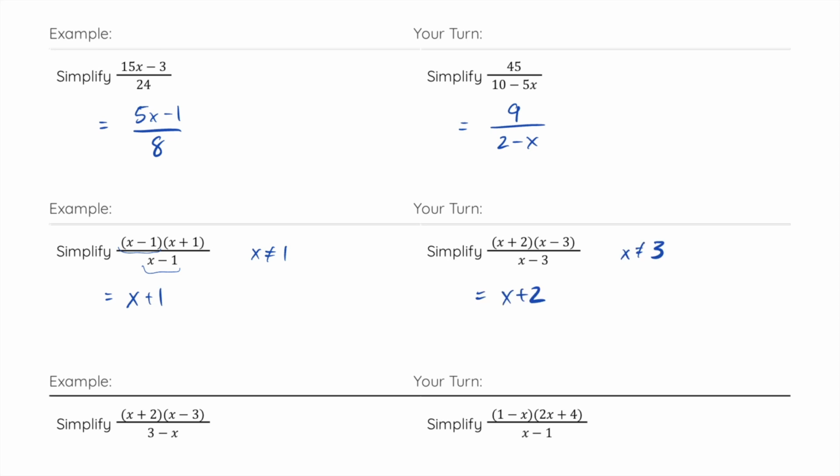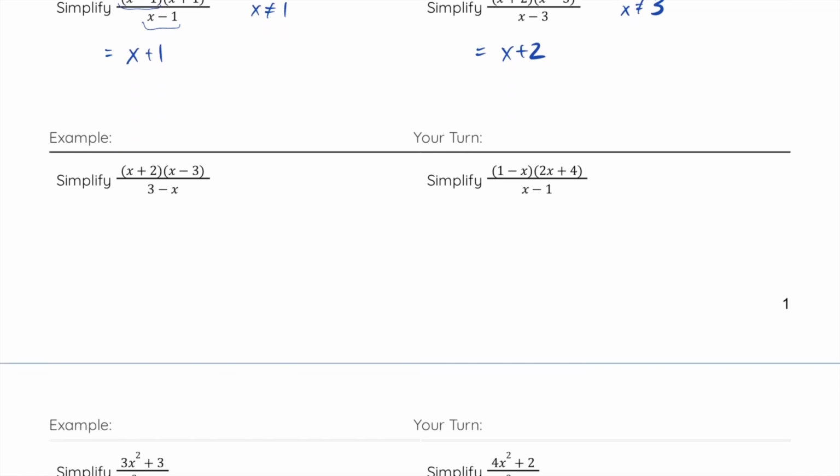Okay, so you get x plus 2 as long as x is not 3. Let's move on. So here we have an x plus 2 times x minus 3 over 3 minus x. And on the surface, it doesn't look like there's anything in common here. And so one thing we can do with something like this is factor out a minus 1 from the denominator, to get a term similar to the one in the numerator. I'm going to first identify values that x cannot be. So in this case, we know that x cannot equal 3. And then let's factor out a negative 1 from this denominator here.